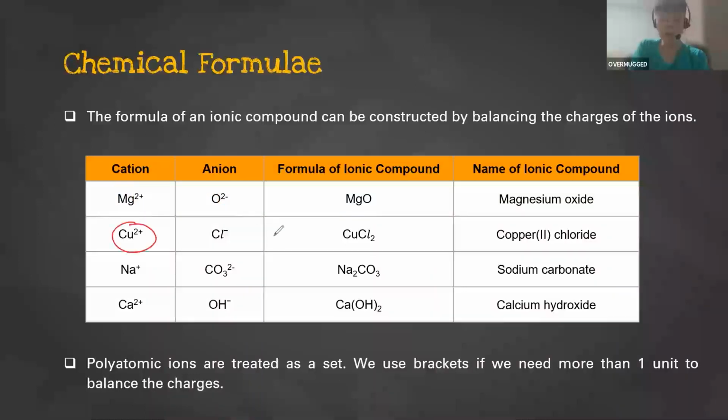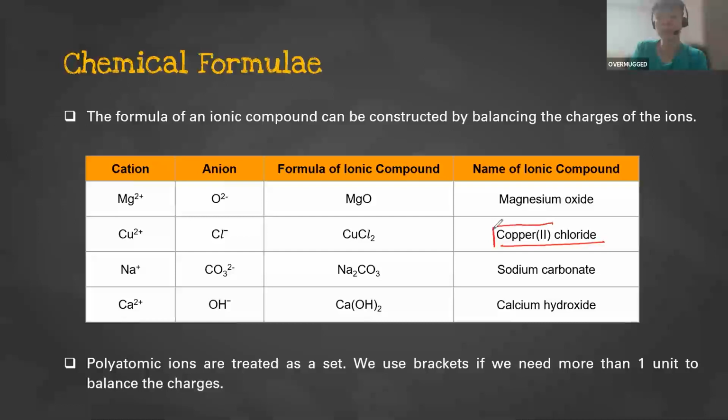Okay, copper 2+ and Cl minus. How can I balance out the 2+? I will need 2 units of this so that I have minus minus. Minus minus then can cancel out the 2+. Therefore, my chemical formula of the compound formed between these two ions will be CuCl2. And then what's the name of this? This will be called copper(II) chloride.